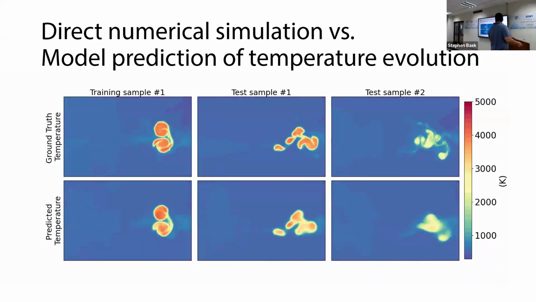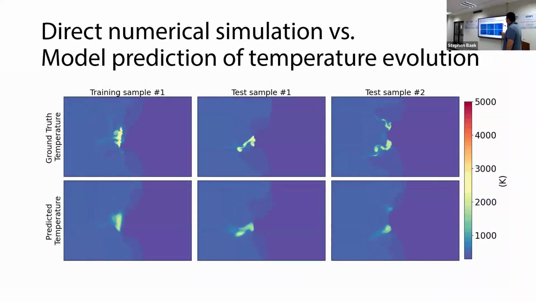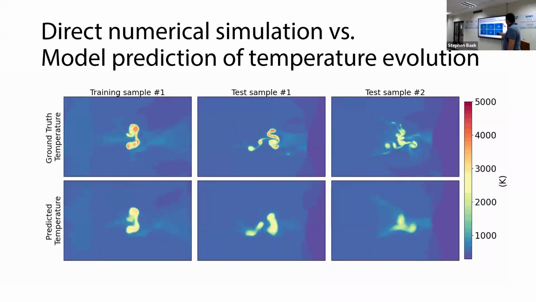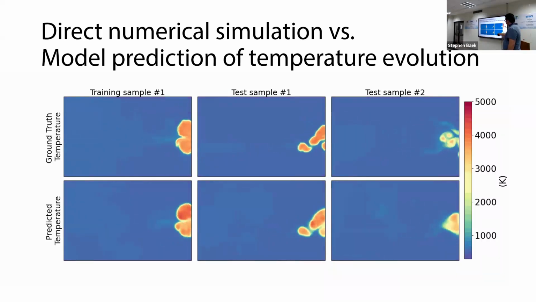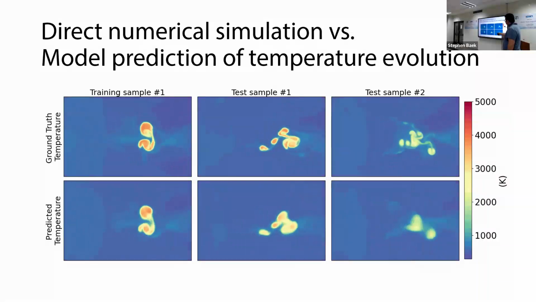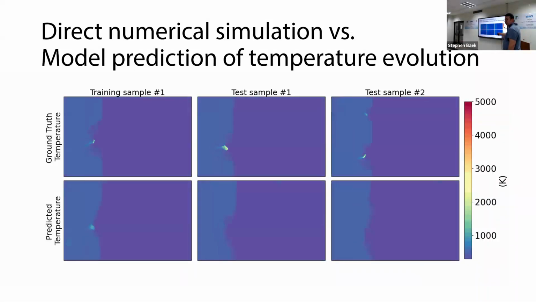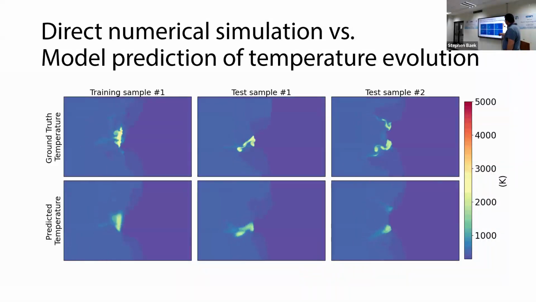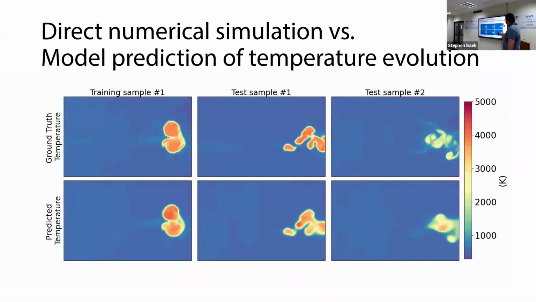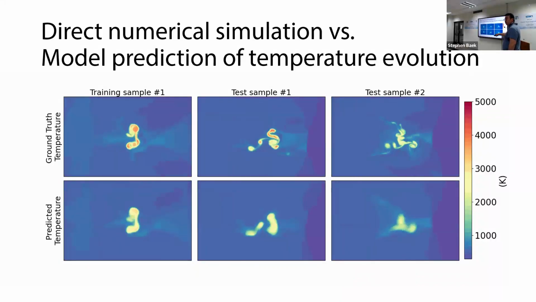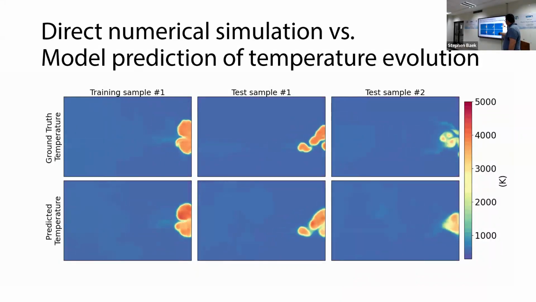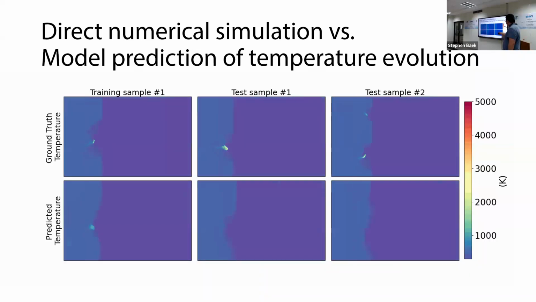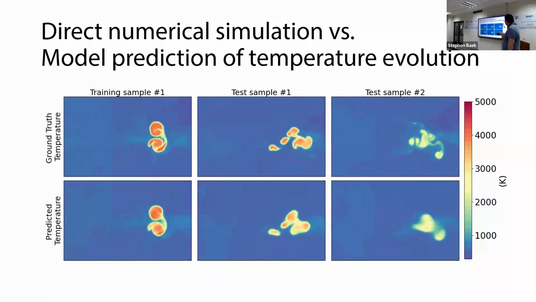And then as a result of that, this is what we get. The first column is a sample that was included in the training data set, so the model has seen this already. The second column and the third column, on the other hand, are the test samples. Those are set aside during the training, so the model has never seen them. And when we apply the model to those samples, this is what we get.